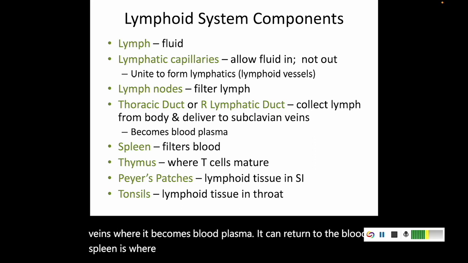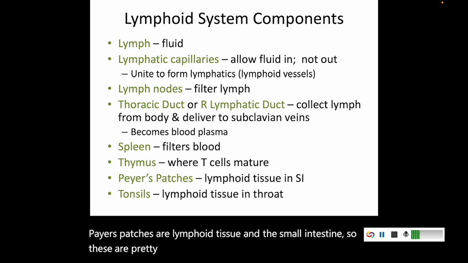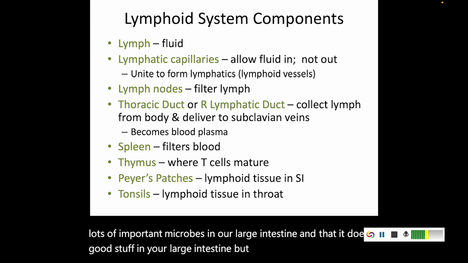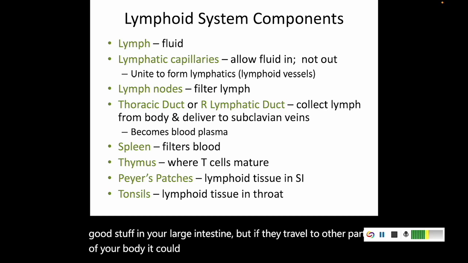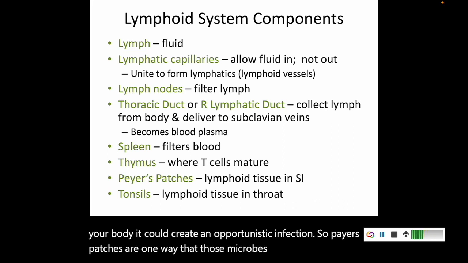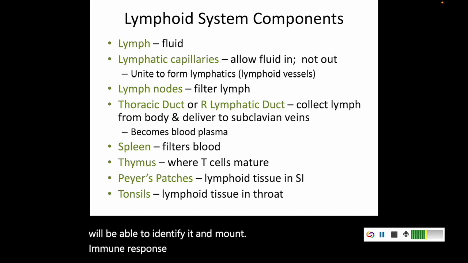Spleen is where blood is filtered. The thymus is where T cells mature. Peyer's patches are lymphoid tissue in the small intestine. So these are pretty important. We've talked a lot about how we have lots of important microbes in our large intestine and that it does good stuff in your large intestine. But if they travel to other parts of your body, it could create an opportunistic infection. So Peyer's patches are one way that those microbes in your large intestine, if they start to travel out to your small intestine, those Peyer's patches will be able to identify it and mount an immune response to keep those microbes from traveling through your body. And then tonsils are lymphoid tissue in your throat.